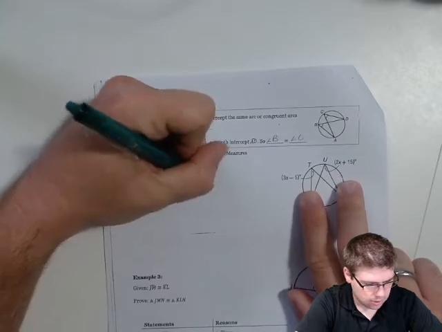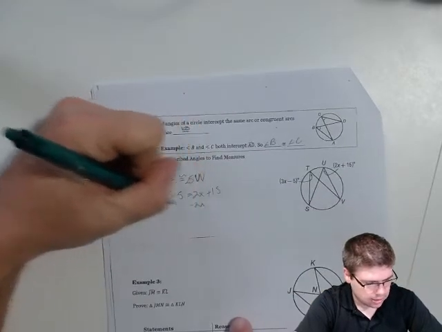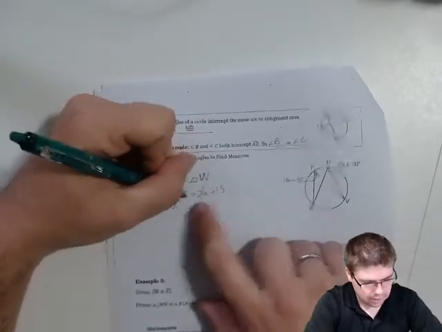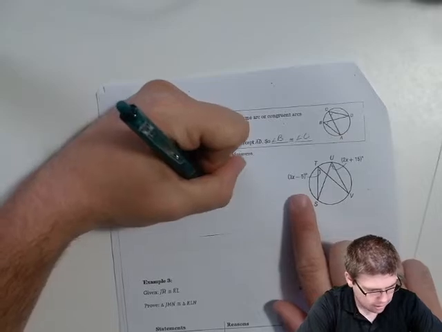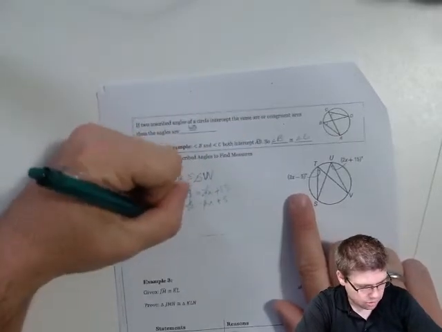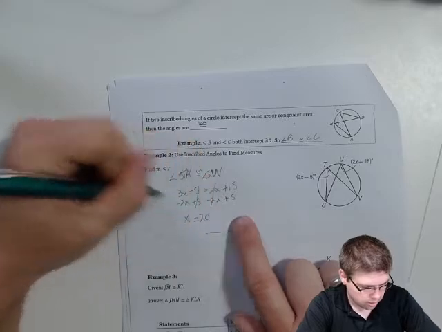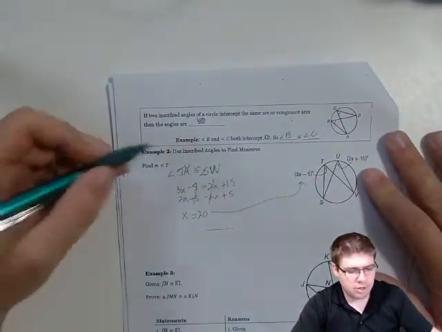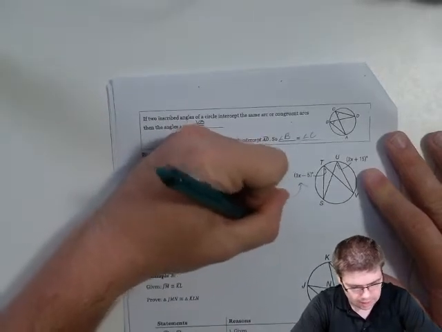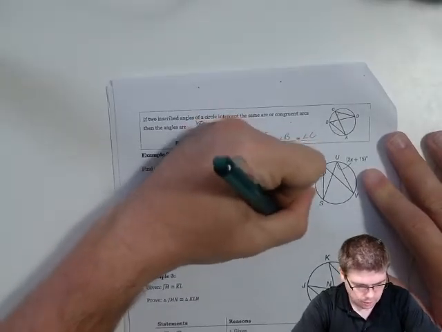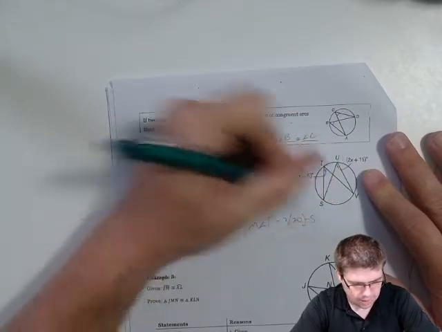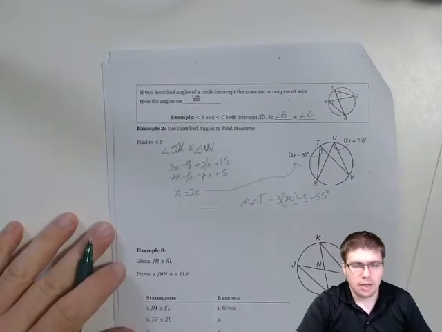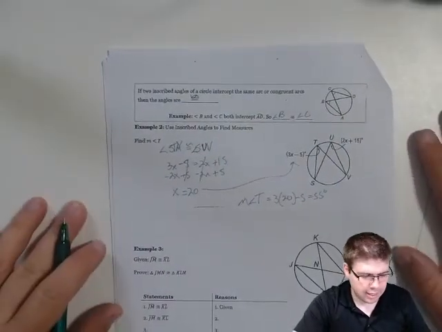So set them equal, isolate the variable, so bring the X over here, get rid of this, get everything to the other side. And so we end up with just X on the left there, 20 on the right. So X is 20. We're not done yet, though. We're going to plug that in to figure out what the measure of angle T is. So the measure of angle T is 3 times 20 minus 5. So 60 minus 5 is 55 degrees. That would be the measure of that angle.